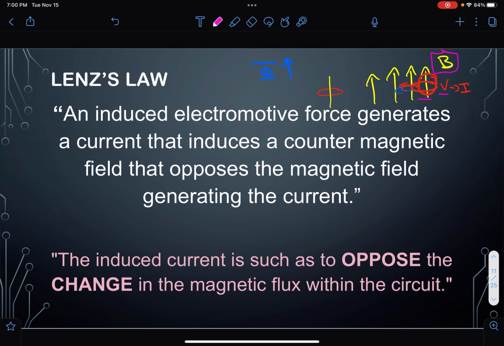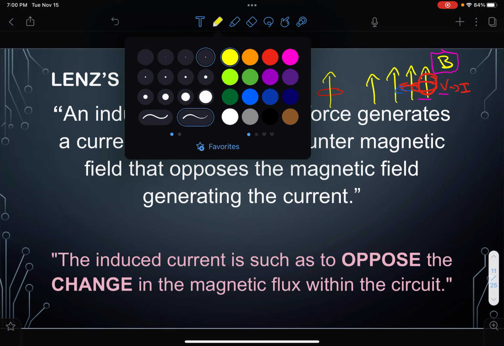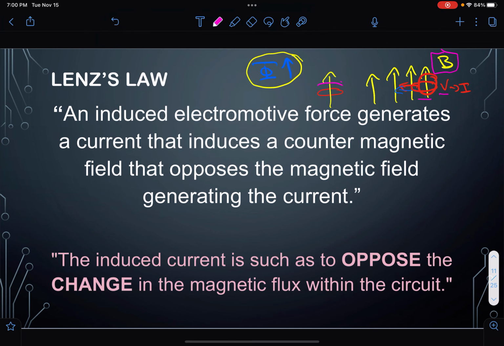So in this situation, because our magnetic flux is increasing, we're going to do the opposite. So I'm going to take my thumb and point it down, and then I'm going to curl my fingers around, and now I know my current is going clockwise. So it's going in this direction. Okay? So if your flux is increasing, then you point your thumb in the opposite direction of the magnetic field. Okay, so we do the opposite.